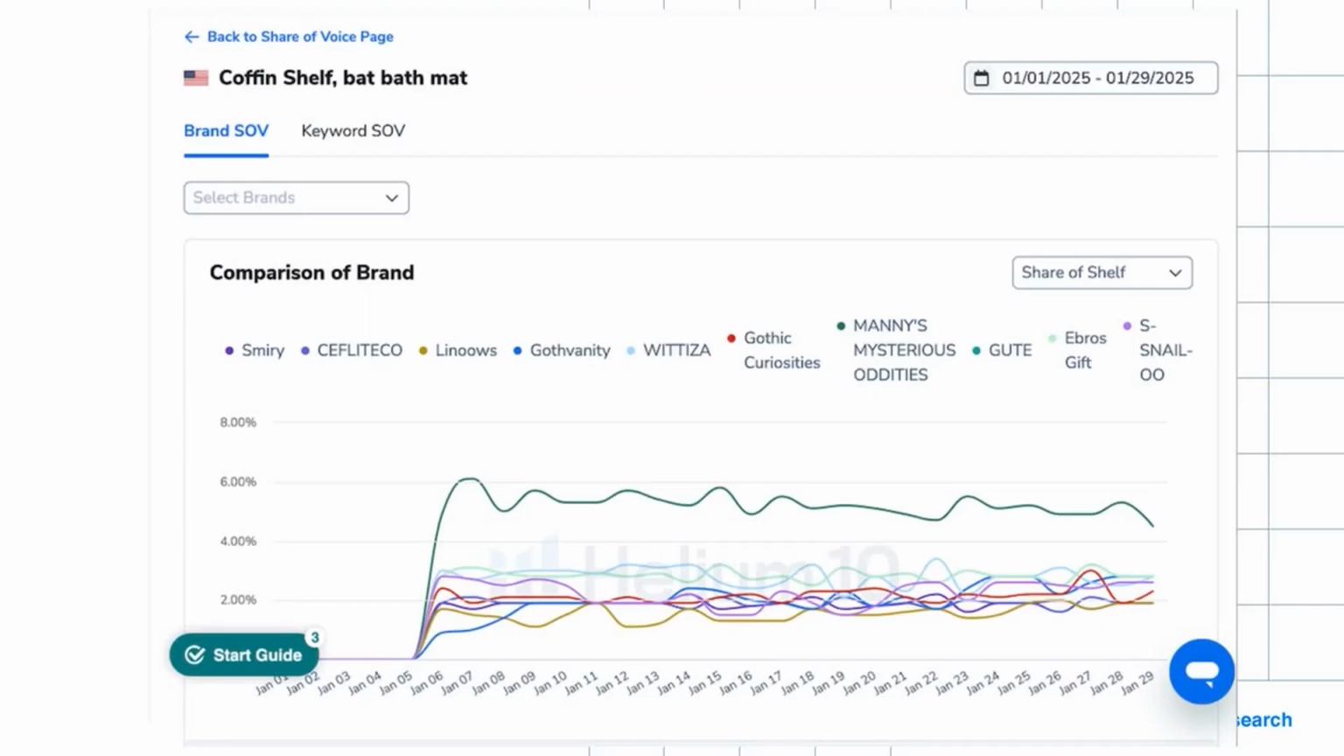So what Helium 10 has done is find a way to put all of this data in one really easy to view format. So it's pretty cool because we're breaking out share of voice on both brand and the keyword level. On the brand level, as you can see here, everything is broken out within your subcategory. So you're able to go in, pull share of voice, add the keywords that you want to track, and it's going to show us, here's how Manny's Mysterious Oddities is doing compared to the rest of the category.